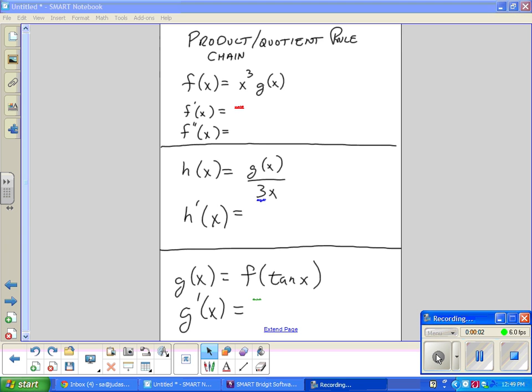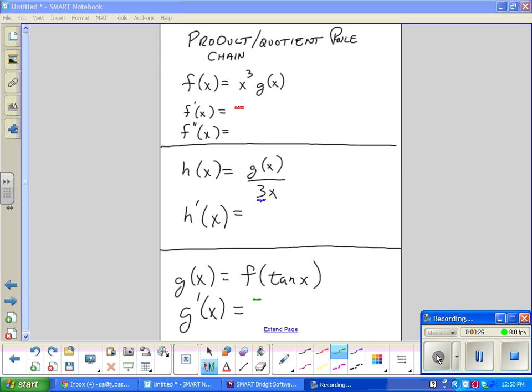Our warm-up today is going to be practicing product, quotient, and chain rules using functions. I have three functions here. I have f of x equals x cubed g of x. I have h of x equals g of x divided by 3x. And I have g of x at the bottom equals f of tangent of x. I want to get the first derivatives of all three and the second derivative of the first one.